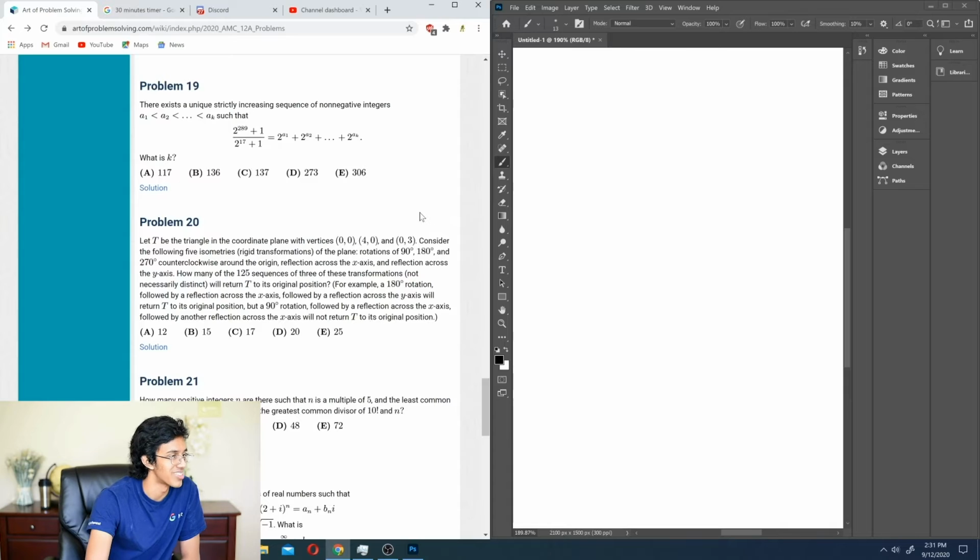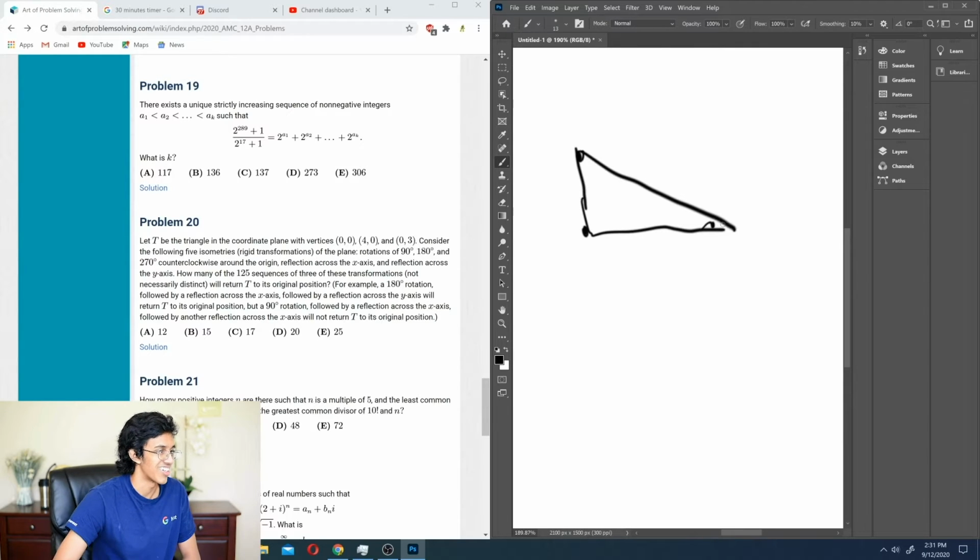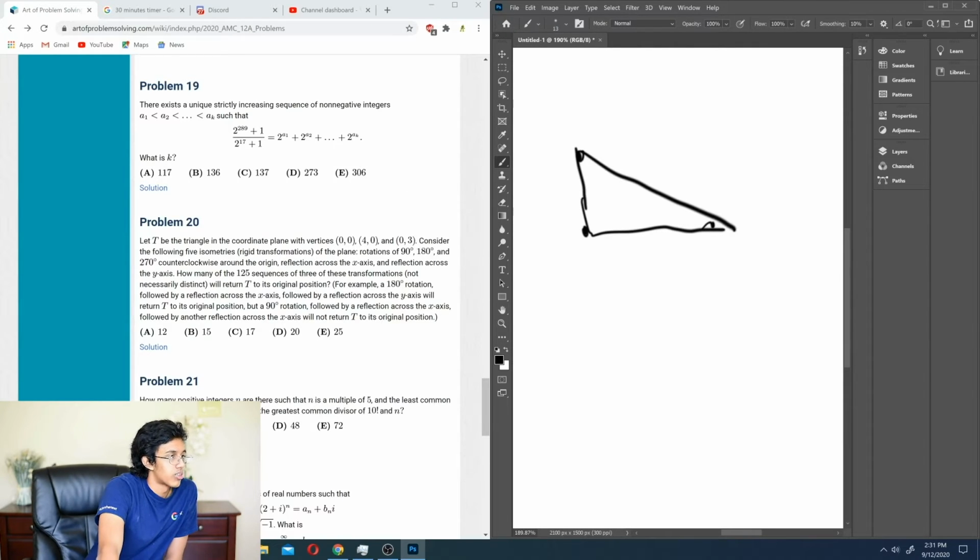That's not great, but it's okay. So you basically have 0, 0, right? You got your 4, 0, and then you got your 0, 3. And you consider a bunch of rigid transformations. Oh shoot, I don't like these. Okay, let's see. So, you got that.